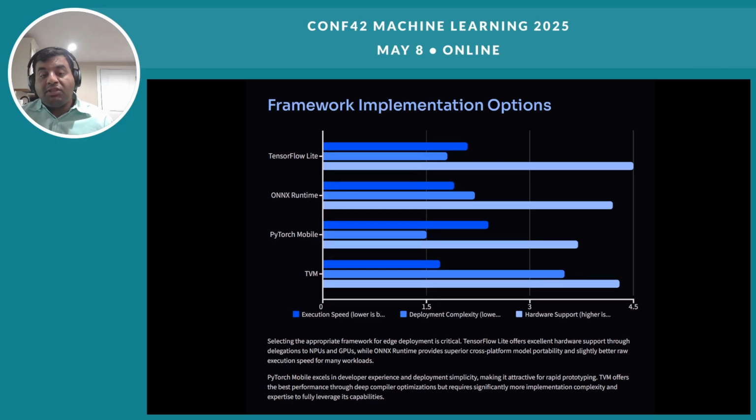So the choice depends on your priorities. Broad hardware support, it's TF Lite. Raw speed and portability, ONNX Runtime is the one to explore. Ease of use, PyTorch Mobile. Or maximum performance at the cost of complexity, TVM.